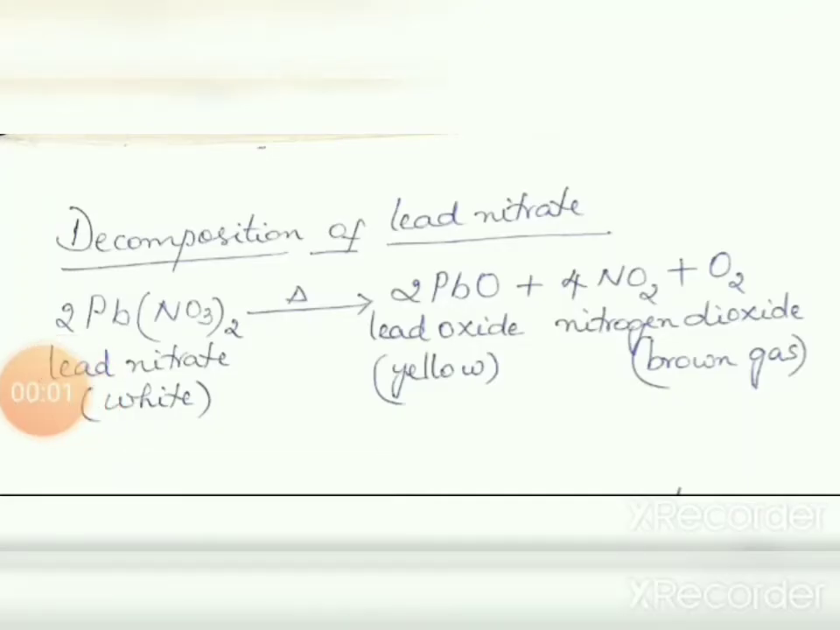Next, we shall see how to write the balanced chemical equation. 2PbNO3 twice when heated gives 2PbO plus 4NO2 plus O2. The two observations are: 1. White lead nitrate changes to yellow due to the formation of lead oxide, and 2. brown fumes will be evolved due to the formation of nitrogen dioxide gas.